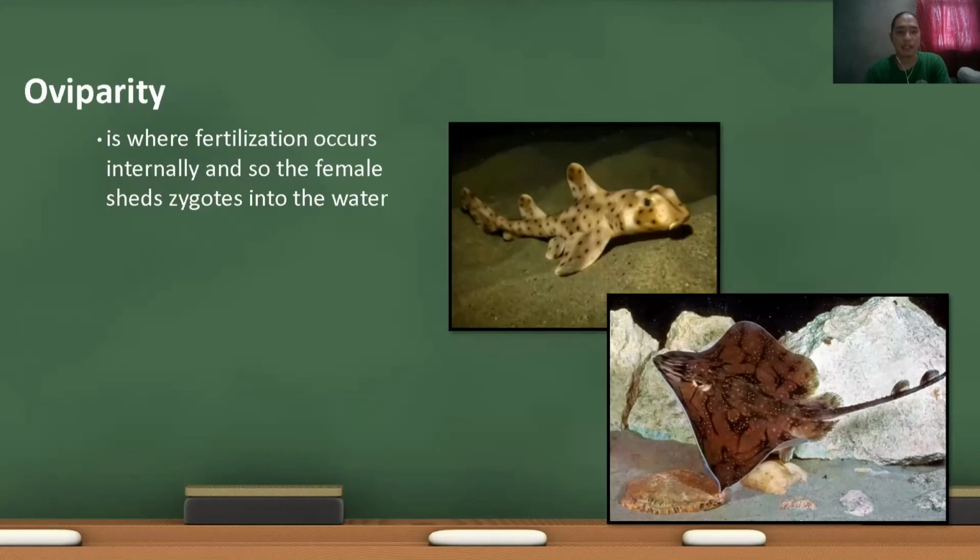Next is oviparity. Oviparity is where fertilization occurs internally, and so the female sheds zygotes or newly developing embryos into the water, often with important outer tissues added. Here, internal fertilization requires the male to use some sort of intromittent organ to deliver sperm into the genital opening of the female. Species examples here are the sharks such as the horn shark and the oviparous rays such as skates.